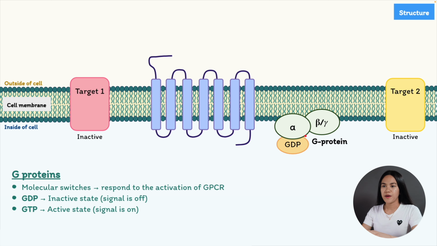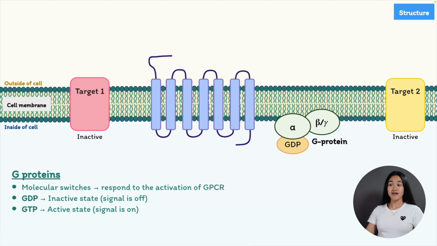And we'll consider the beta and gamma subunits as one complex rather than separate subunits, but you'll see what happens, okay? At rest, these subunits will exist as a trimer. They are bound together and anchored to the inside of the membrane. And GDP is bound to the alpha subunit. Remember, when GDP is bound, the G protein is in the off state. It's not signaling, okay? The molecular switch is off.